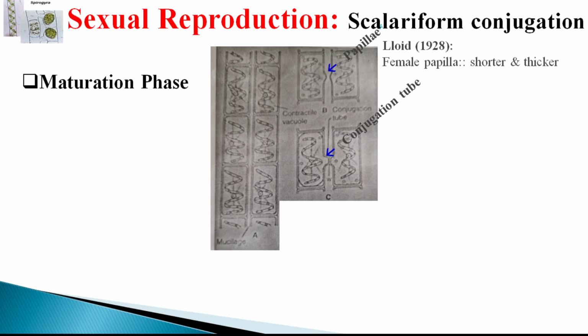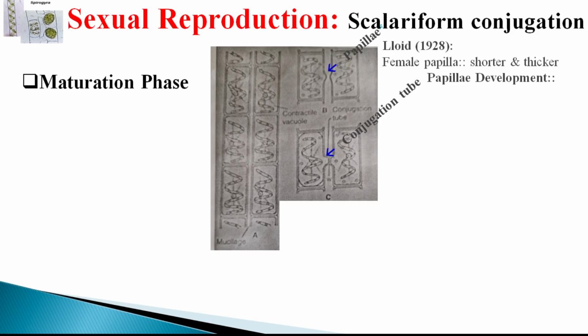According to Lloyd, the conjugation papilla of the female cell is usually shorter and thicker than the male one. In some species of Spirogyra, the male papillae form the entire conjugation canal. So it's a really interesting mechanism, how conjugation papillae give rise to the conjugation canal.